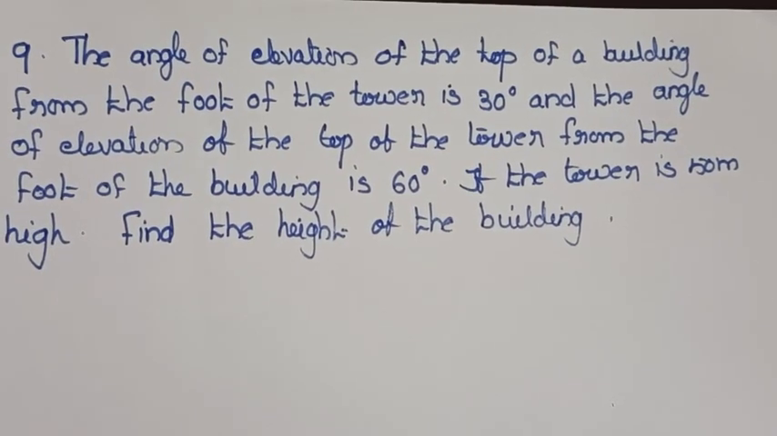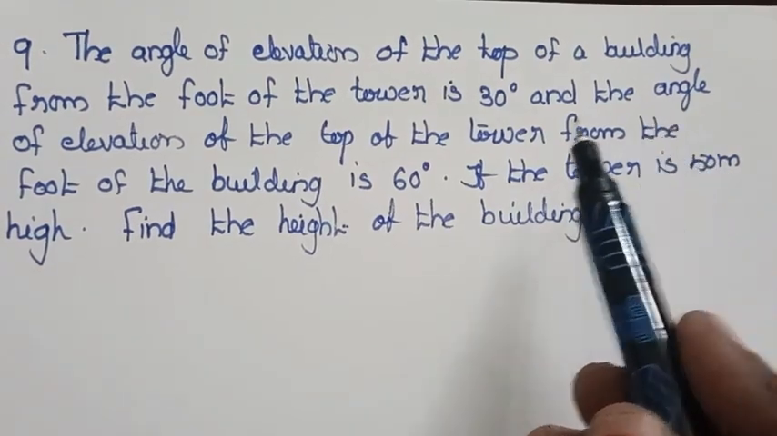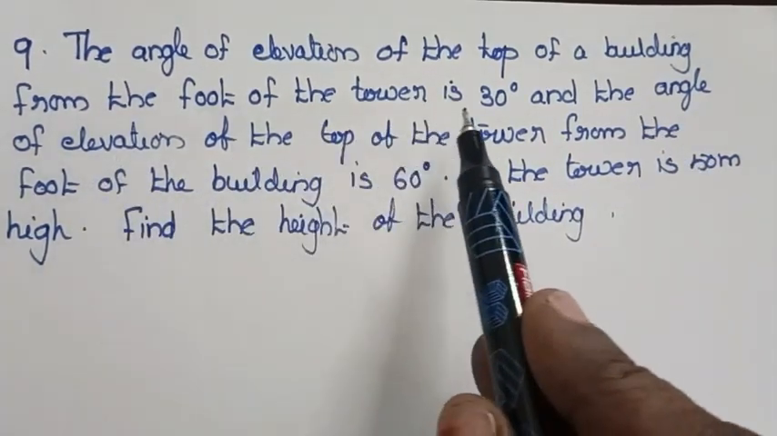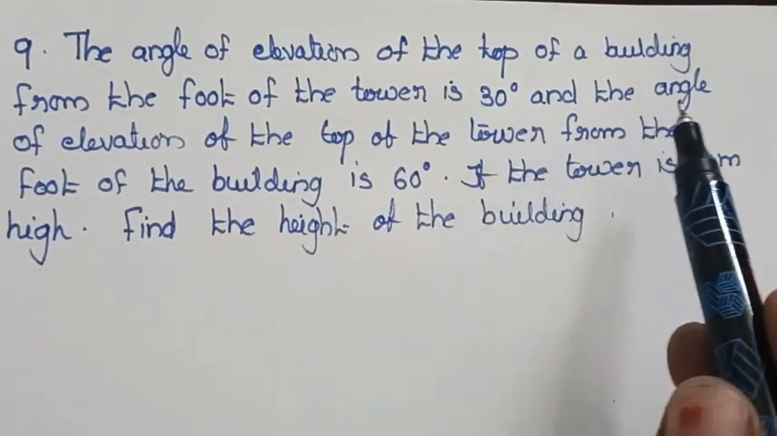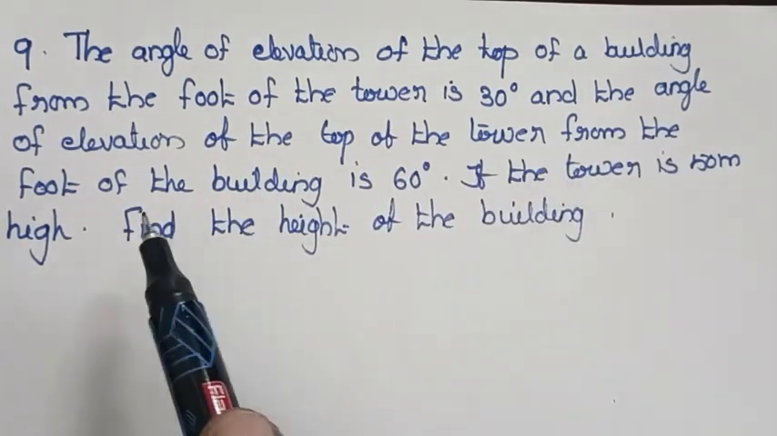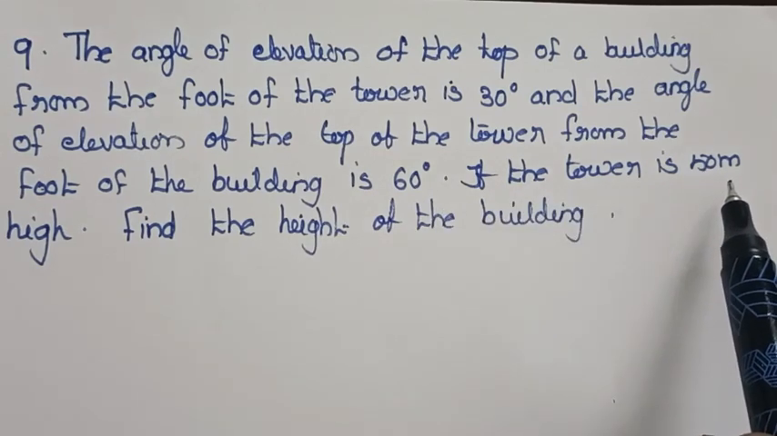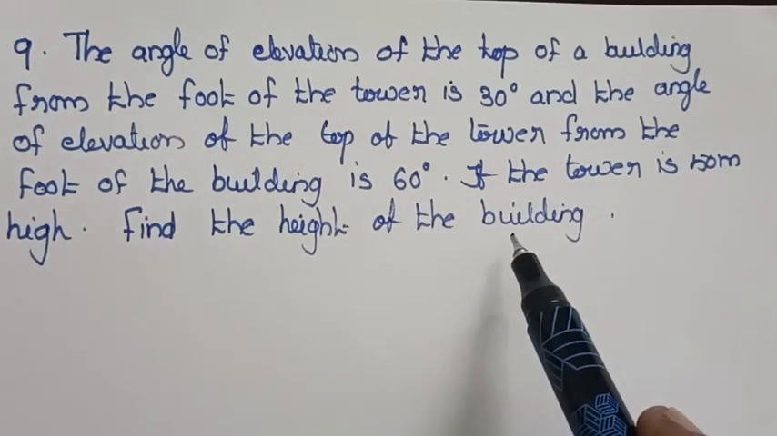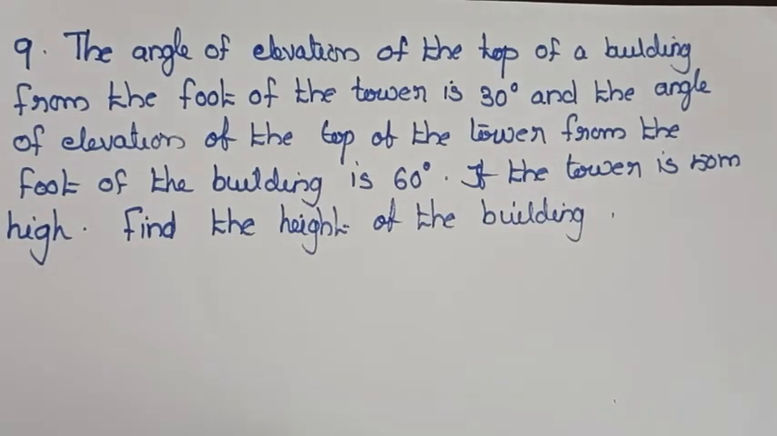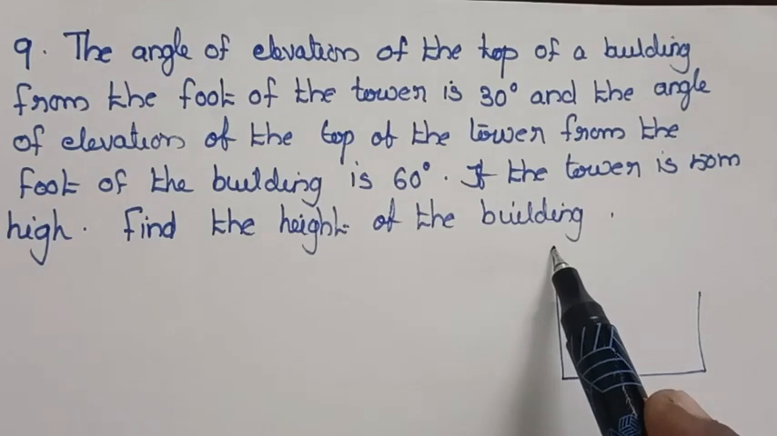9th question. The angle of elevation of the top of a building from the foot of the tower is 30 degree and the angle of elevation of the top of the tower from the foot of the building is 60 degree. If the tower is 50 meter high, find the height of the building. So there is a building, a small building, and a large tower. Okay.